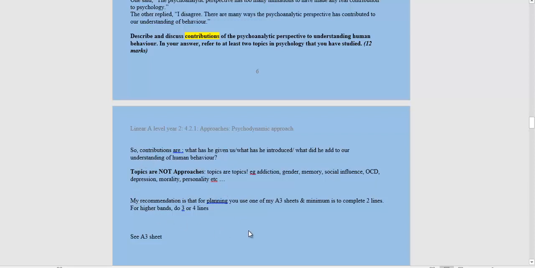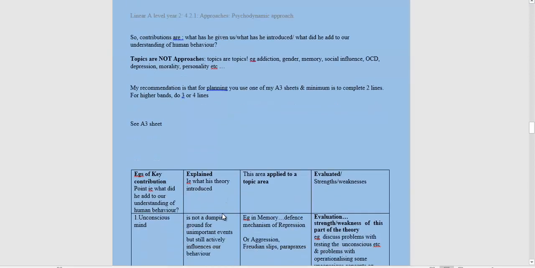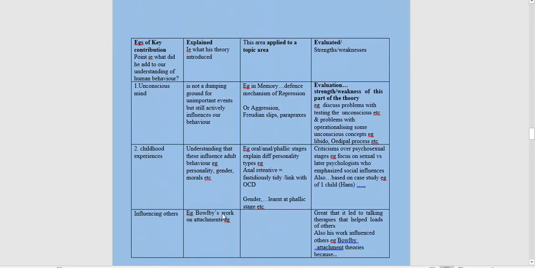My recommendation is for planning, you use one of my A3 sheets, and minimum really to complete 2 lines of that. I'll show you that in a moment. And obviously for higher bands, you need to be doing 3 or 4 fully developed evaluation points. So I will show you that in a moment. I've got various different things on the screen. We are going to use the key boxes, the A3 summary sheets. Let me show you them now.